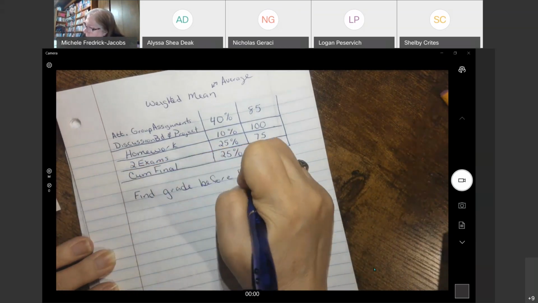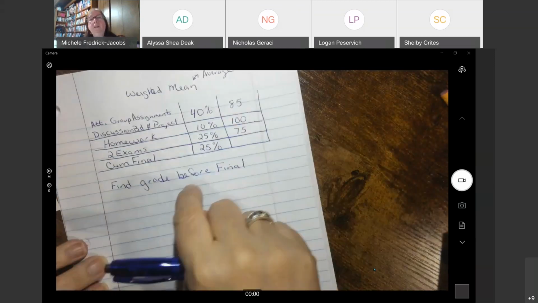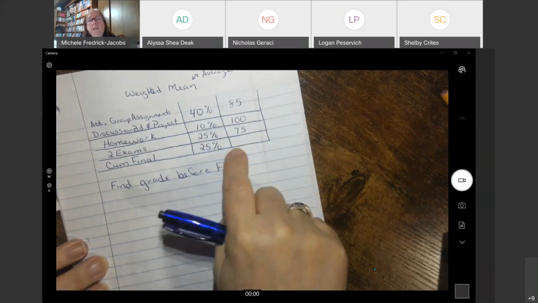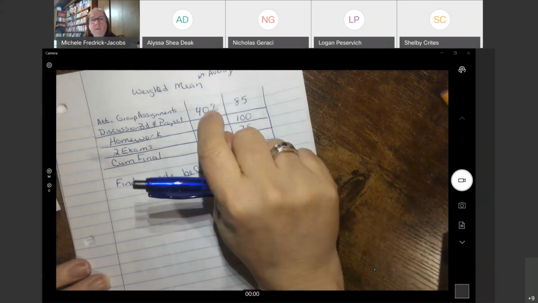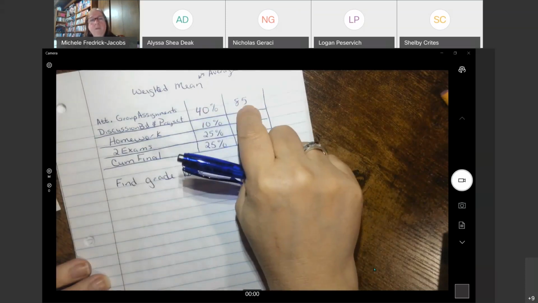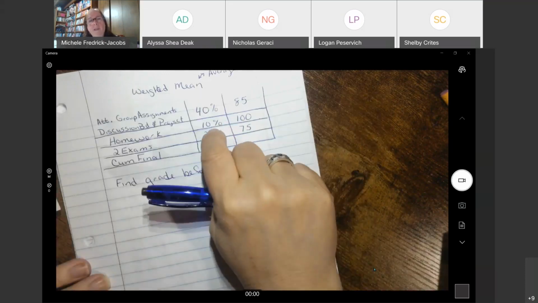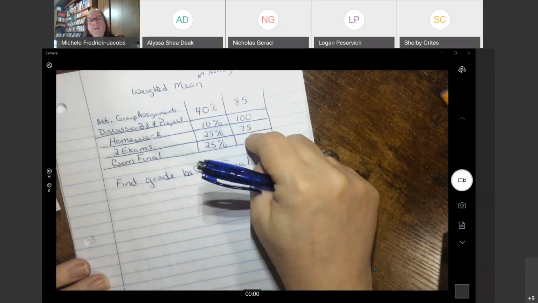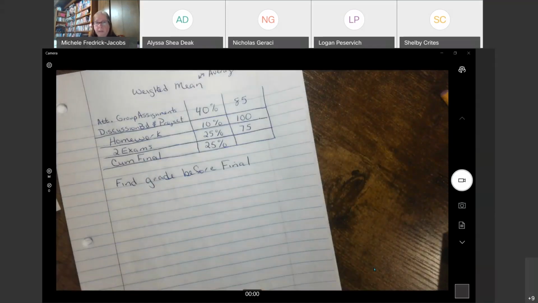So this would be your grade before final. If this was total grades at the end before your final, we'll find out what the grade is. And when it's a weighted mean, we multiply these together. Because this 85 is worth 40% of the grade, this 100 is worth 10% of the grade, 75 is worth 25% of the grade. So you multiply by those weights.